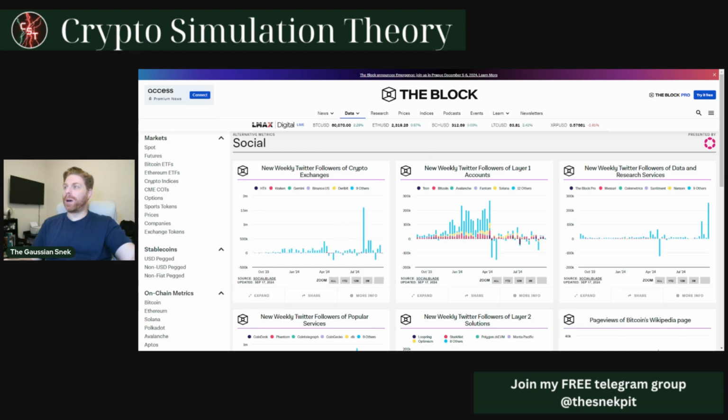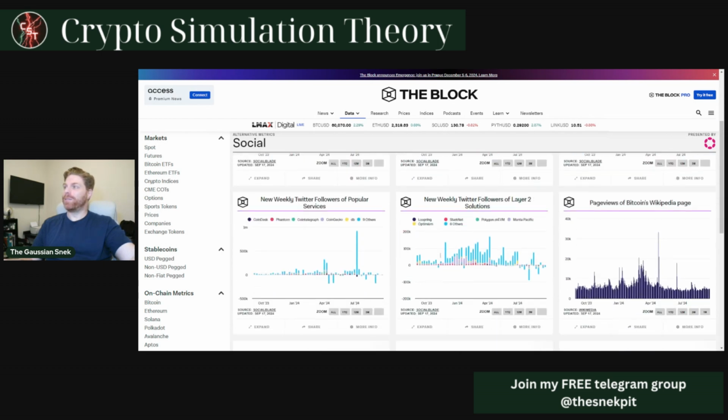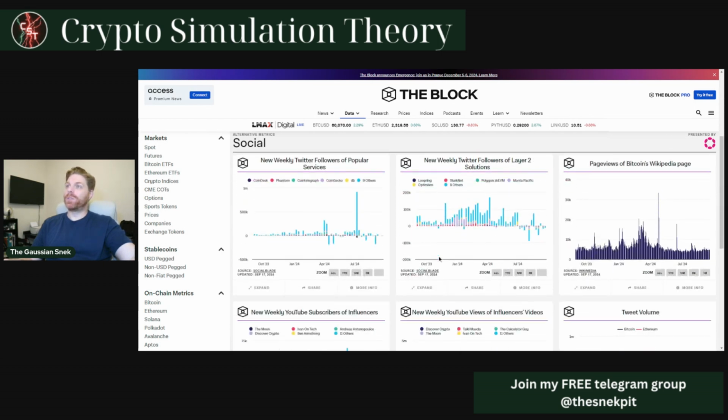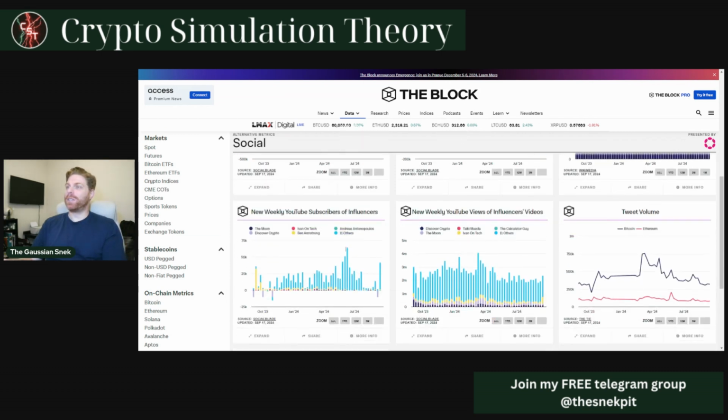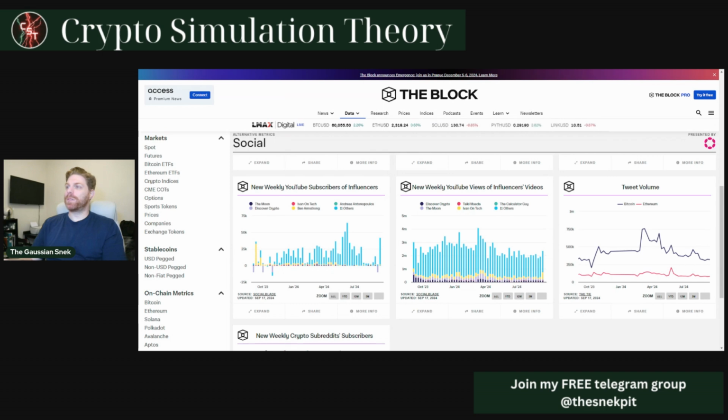As you can see right now, looking at all of these different metrics, where do you notice we're at? We're bottoming out. New weekly Twitter followers of crypto exchanges has actually been in the negative this week. New weekly followers of layer one accounts, in the negative. New weekly Twitter followers of data and research services, now that's been up, but that's not going to affect FOFAR. New weekly Twitter followers of popular services, that's been down. New weekly followers of layer twos, that's down. Views of Bitcoin's Wikipedia page at historic lows. Again, down, down, down. Everything's down. New weekly YouTube subscribers of influencers, this has actually been up this week.